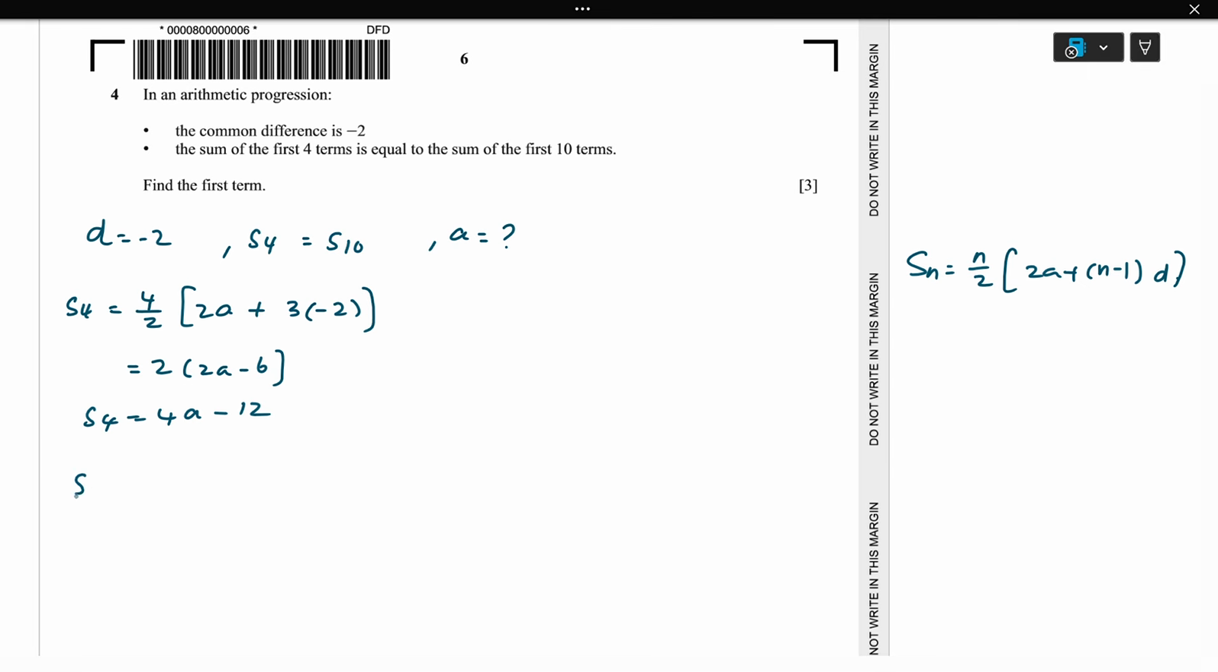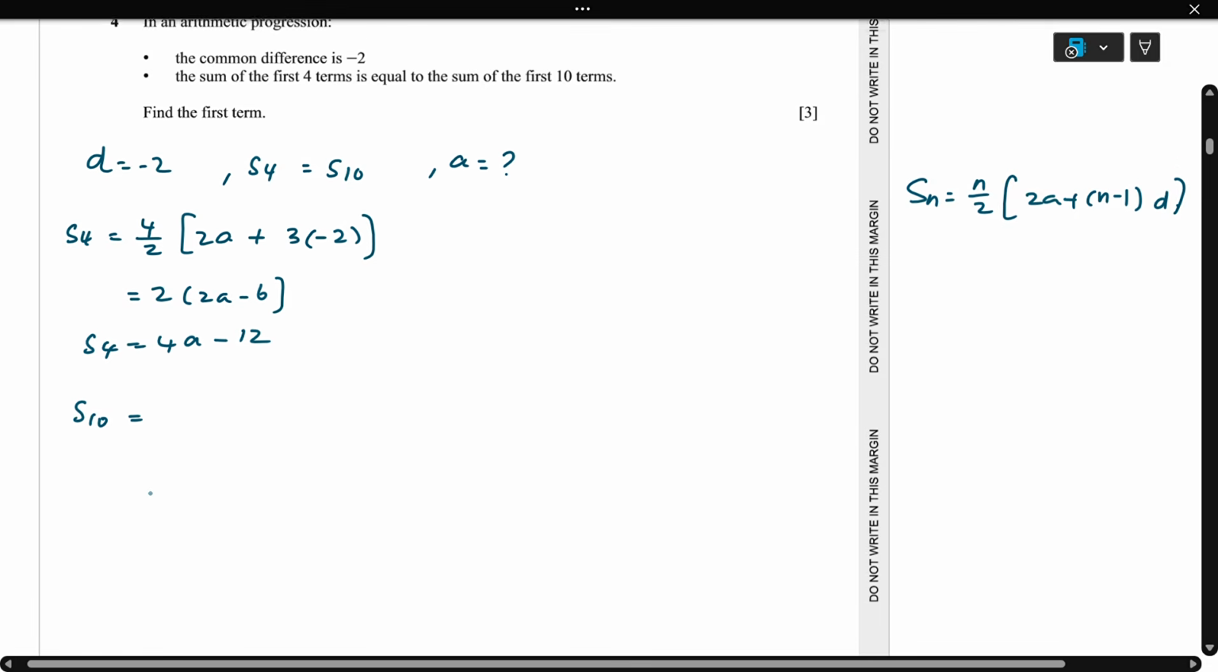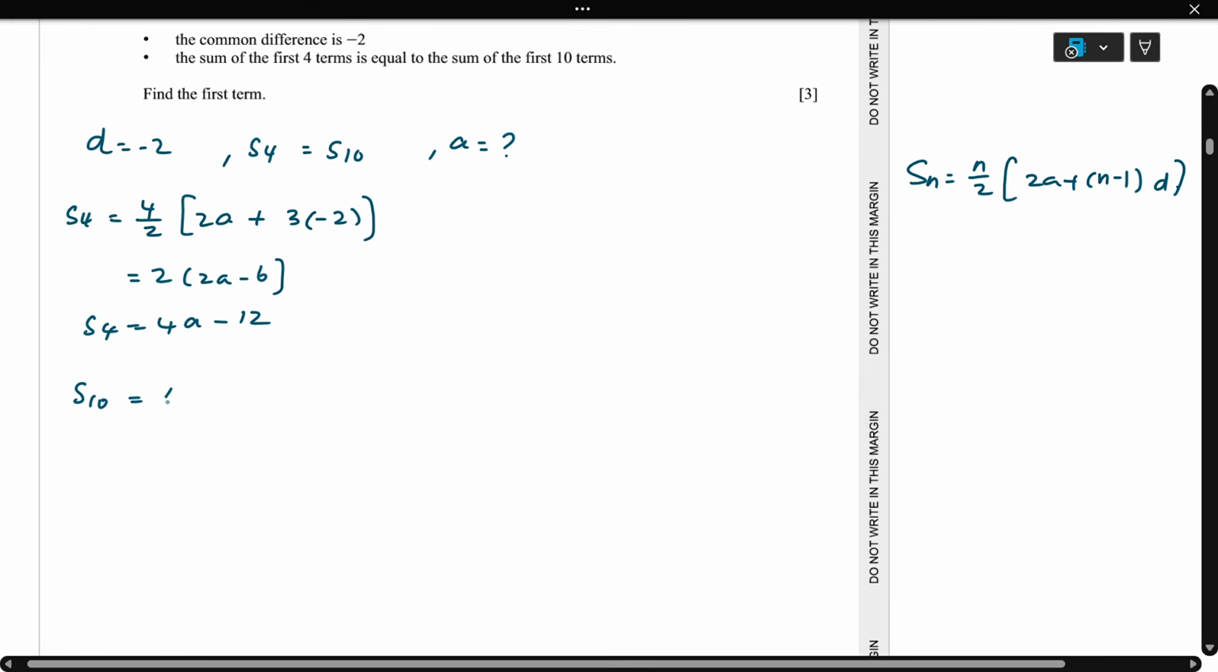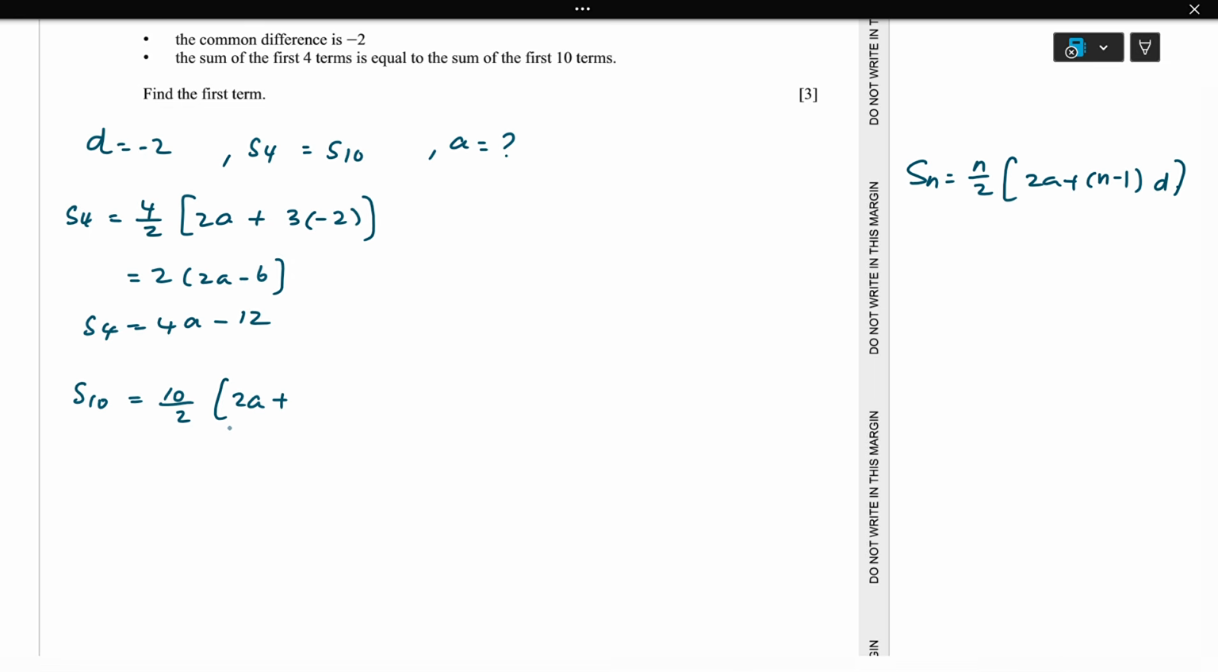Now we go for S10. S10 equals 10 by 2 into 2a plus (n minus 1). So 10 minus 1 is 9, d is -2. So 5 into 2a minus 18, which is 10a minus 90. This is S10.